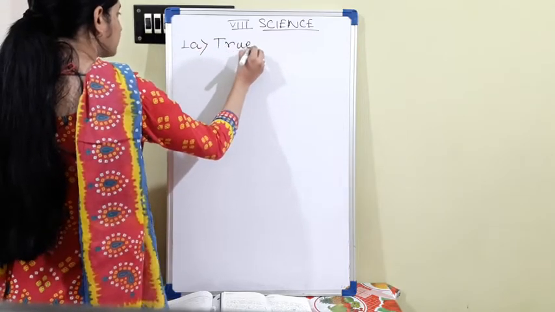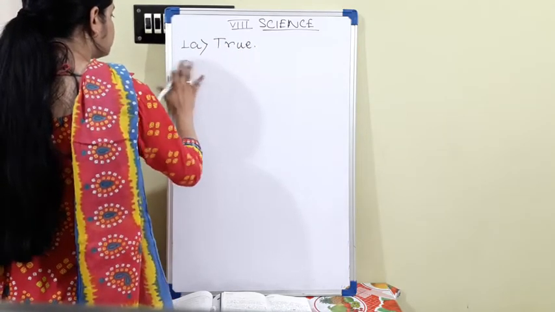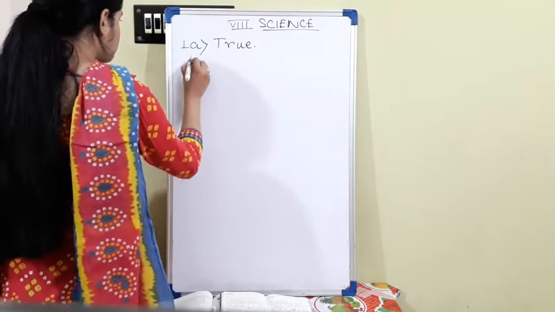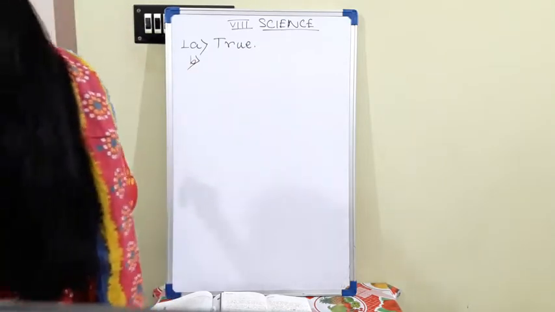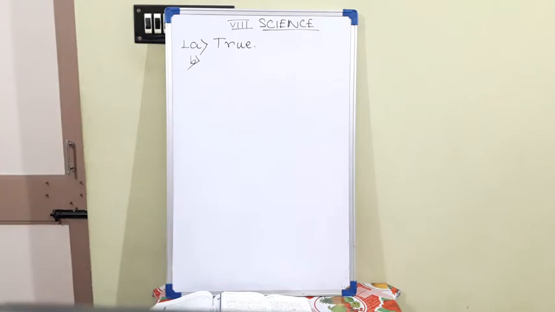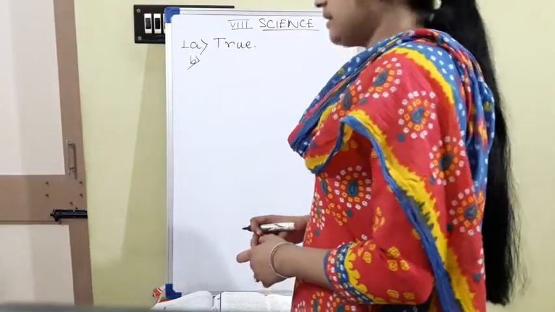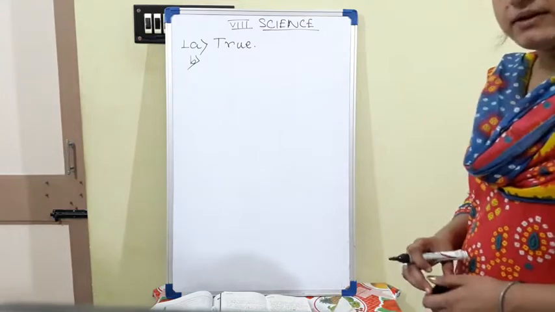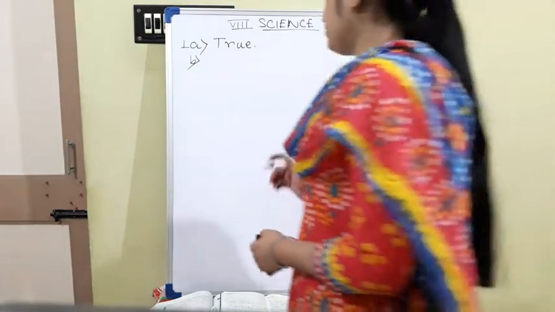Number B, the muscle cells are branched. Obviously muscle cells are branched. This one is also true.